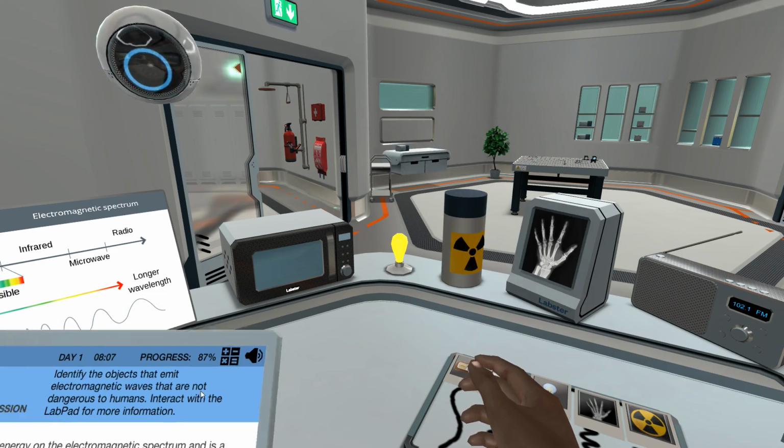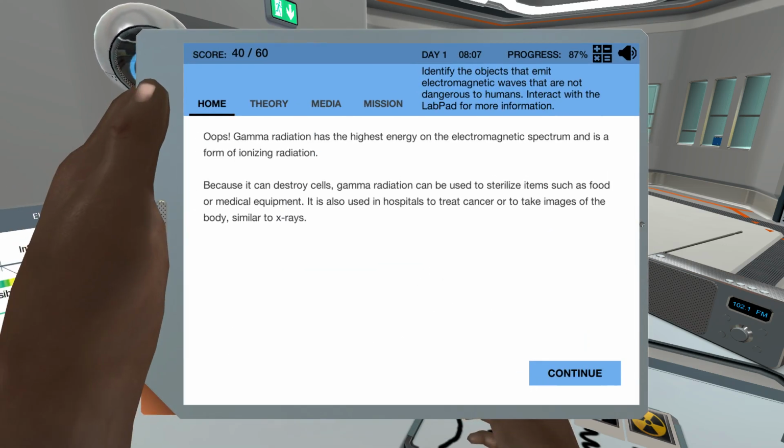Oops! Gamma radiation has the highest energy on the electromagnetic spectrum and is a form of ionizing radiation. Because it can destroy cells, gamma radiation can be used to sterilize items such as food or medical equipment. It is also used in hospitals to treat cancer or to take images of the body, similar to X-rays.